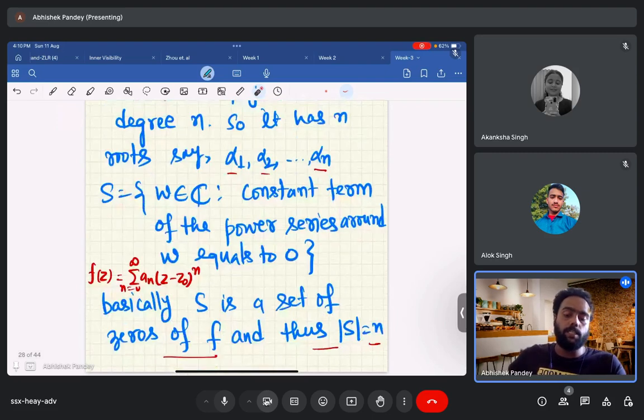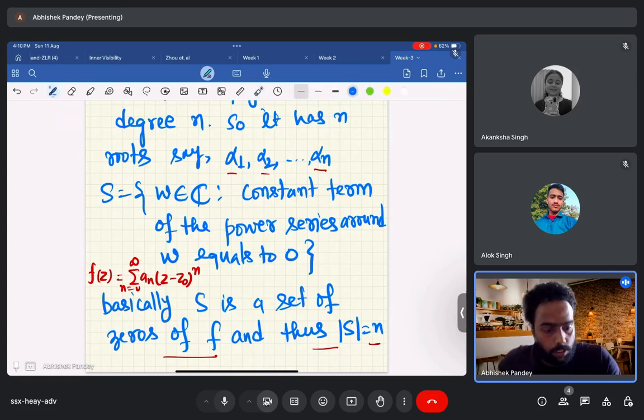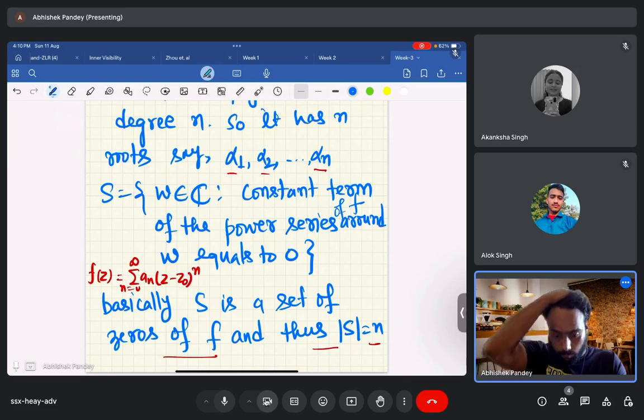This set S is w belongs to C such that the constant term of the power series of f around w equals 0. So what is S? If the constant term of the power series of f around w equals 0, what does it mean?